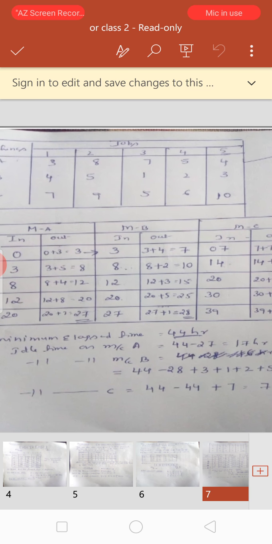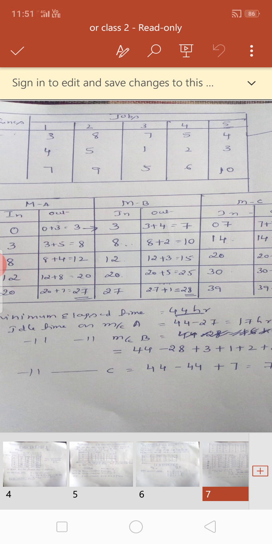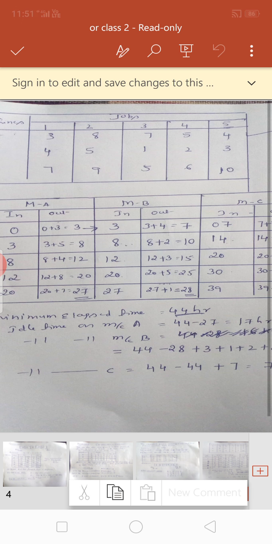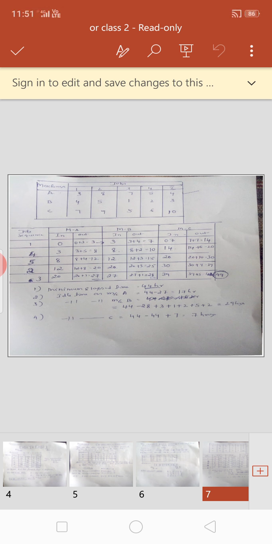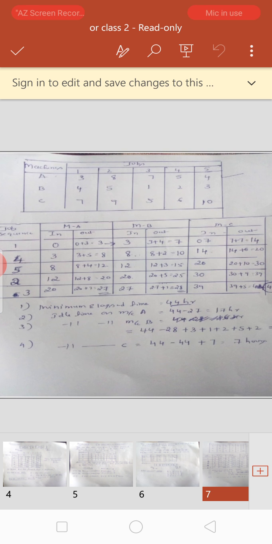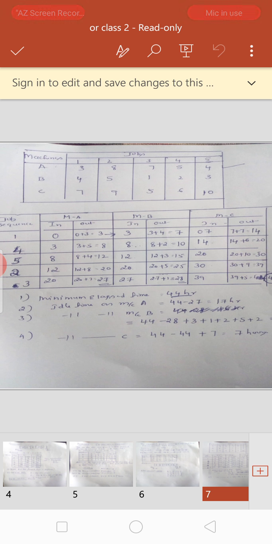Now come to machine B. Now machine B, see, after 3 hours only job 1 will come out from machine A. Until then machine B has to wait. See here, machine A doesn't have idle time, but B and C, the remaining machines except A, will have idle times. For receiving the first job, machine B has to wait for 3 hours. That is called idle time.